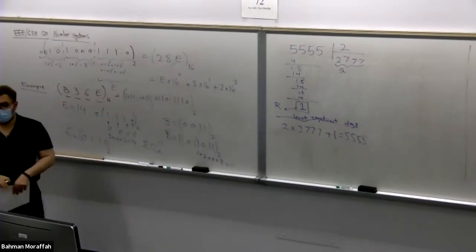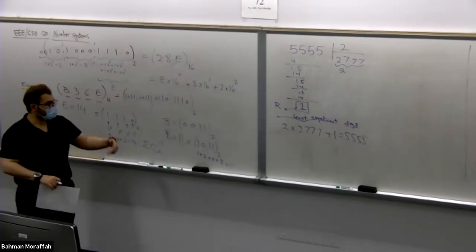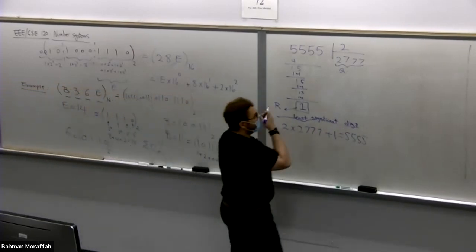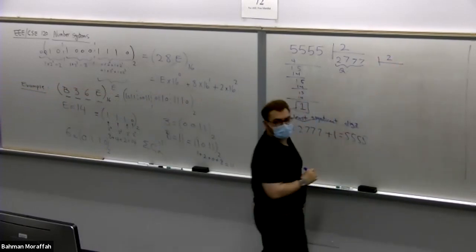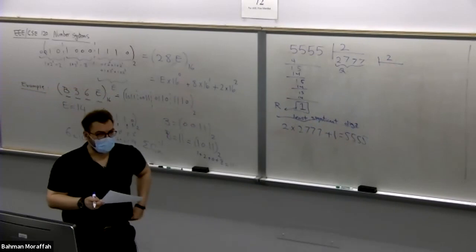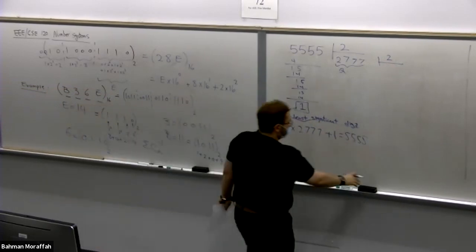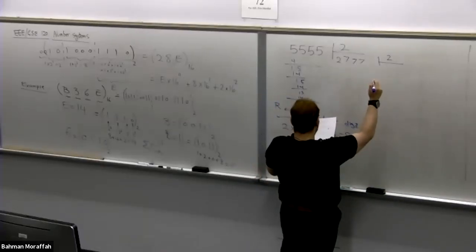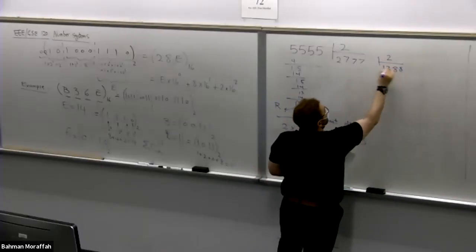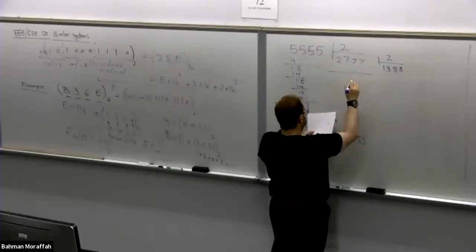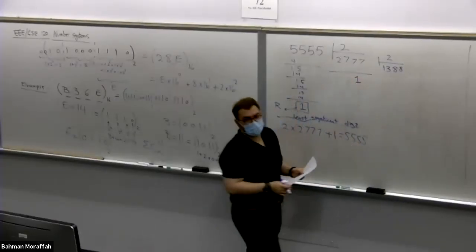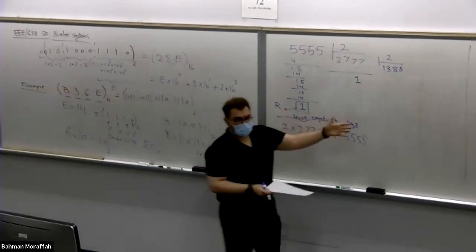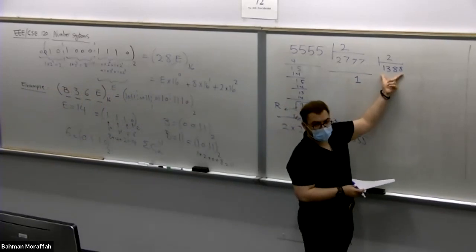What's the next step? The next step is to divide by 2 again, because I'm looking for 2 to the power 2. So I'm going to divide this thing by 2. If I divide this by 2, the quotient is 1,388, and the remainder is 1. And I keep doing this as long as this number is bigger than 2.